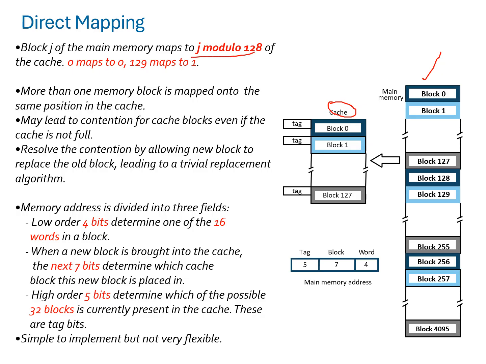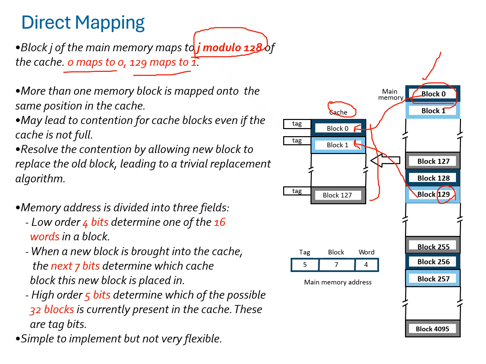Direct mapping follows a formula: J modulo 128. This 128 is nothing but the number of blocks in the cache memory. For example, if you want to place block 129, then J is 129 modulo 128, which gives 1. So this will be placed in block 1. If you want to place block 0, apply 0 modulo 128, you get 0, so you can place it here. This way, the blocks in main memory can be placed in the cache memory.